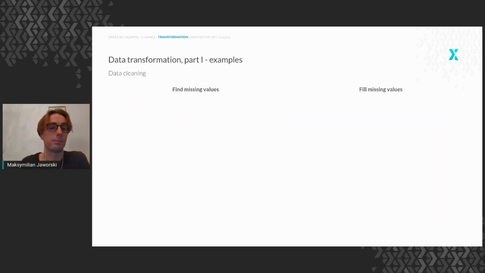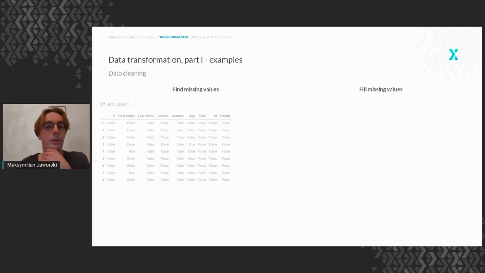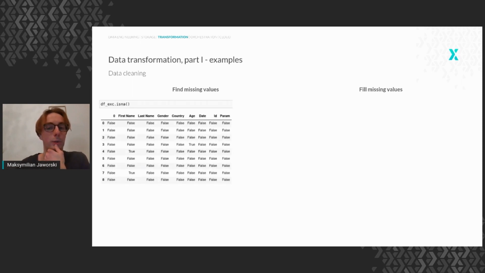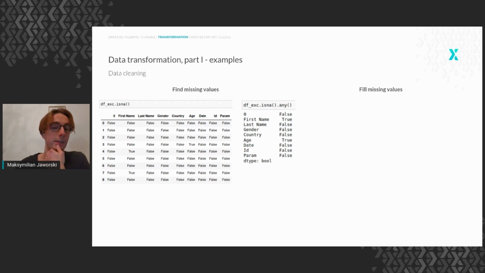So let's start with missing values. How to find missing values? We can use isNA or isNull to find it, but in this format, it's pretty hard to immediately see all the missing values. So let's maybe try something like this. We can add any function at the end, and it looks slightly better.